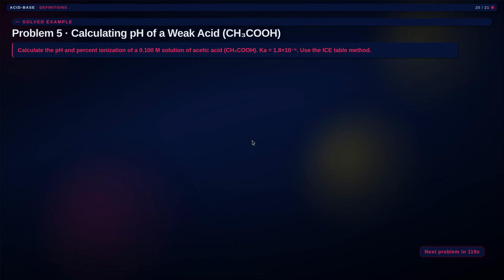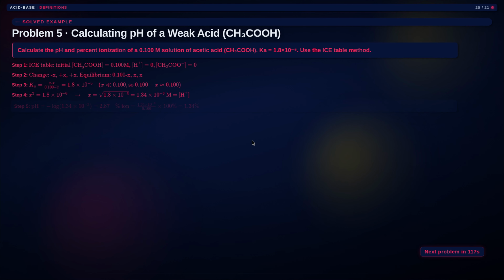Problem 5. Calculating pH of a weak acid. Calculate pH and percent ionization of 0.100 molar acetic acid with Ka equals 1.8 times 10 to the minus 5. Step 1. Ice table initial. CH3COOH equals 0.100 molar, H plus equals 0, CH3COO minus equals 0. Step 2. Change minus X plus X plus X. Equilibrium 0.100 minus X, X, X.